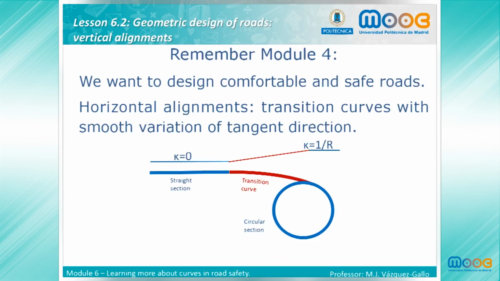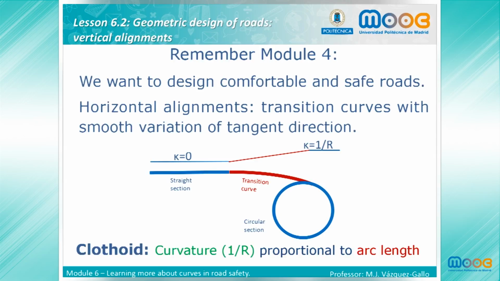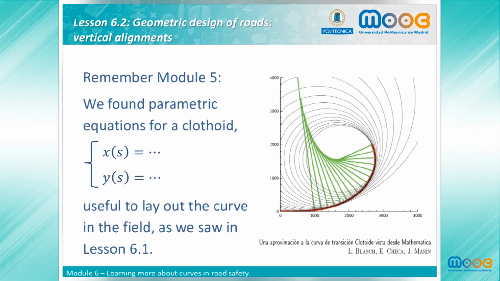Remember that in Module 4 we focused on horizontal alignments that result in comfortable and safe roads. We looked for transition curves with a smooth variation of tangent direction, and we found the clothoid or conic spiral as a good curve because its curvature is proportional to the arc length traveled. Later, in Module 5 and in Lesson 6.1, we have found a procedure to lay out a clothoid in the field thanks to the parametric equations of the curve. We were able to get these parametric equations in terms of arc length traveled along the curve using mathematical tools such as derivation, integration, and polynomial approximation.